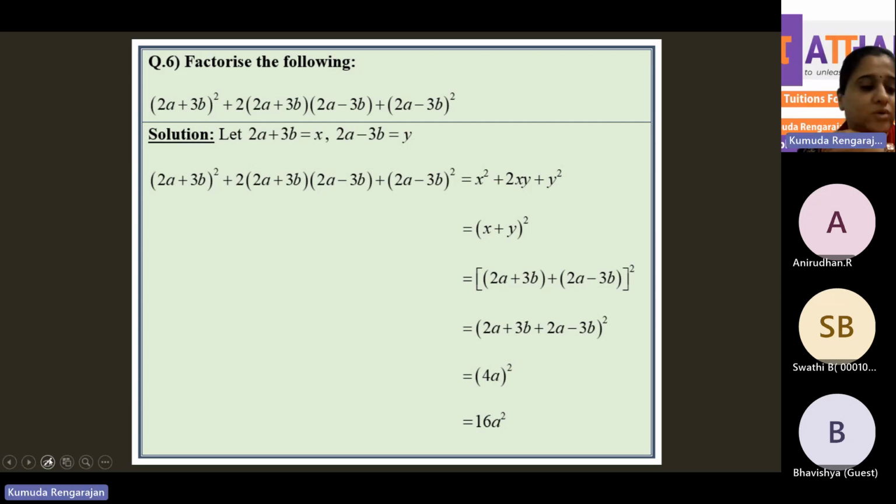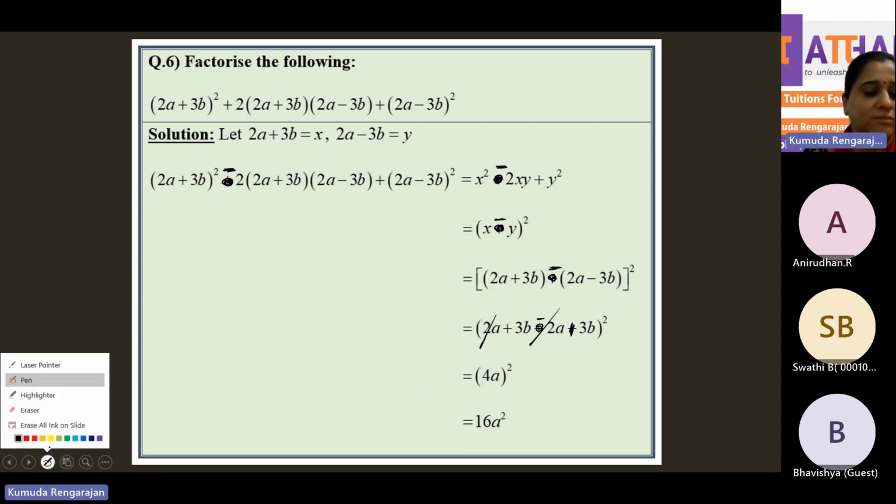So if this was minus here, then it will be x square minus 2xy plus y square. So it will be x minus y the whole square. So here it will be minus. So when you open the bracket, it will be 2a plus 3b minus 2a plus 3b. Minus 2a plus 3b. When you open the bracket, it will be minus 2a plus 3b. So 2a and minus 2a will get cancelled. 3b plus 3b, 6b. 6b the whole square is 36b square.